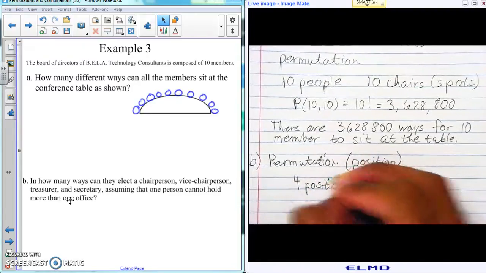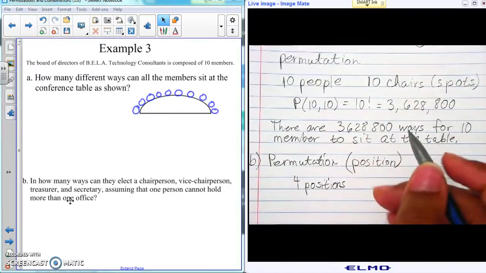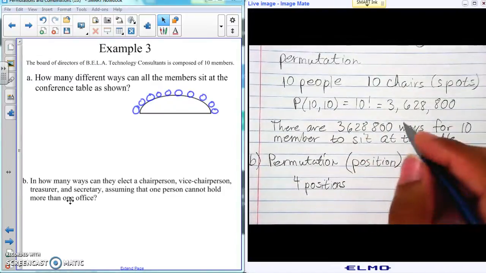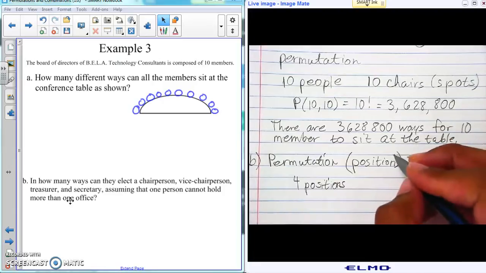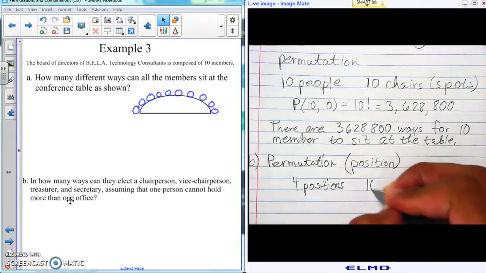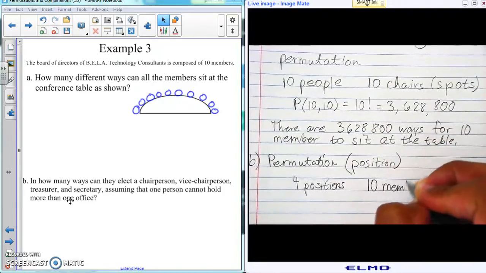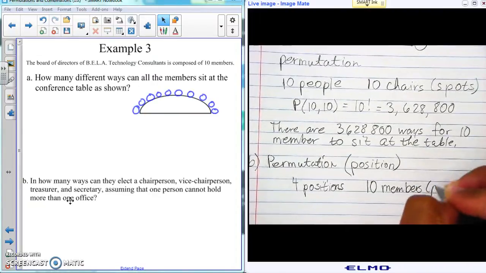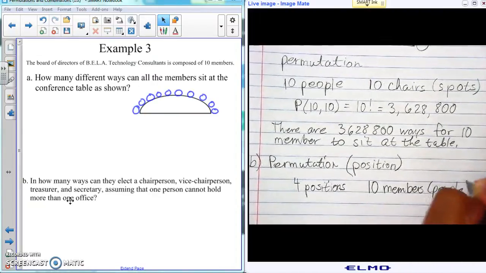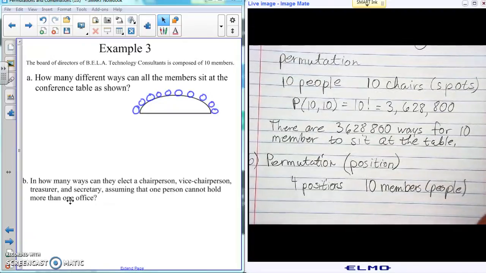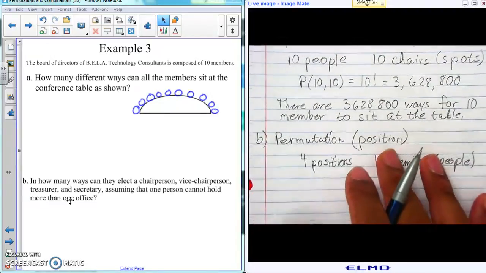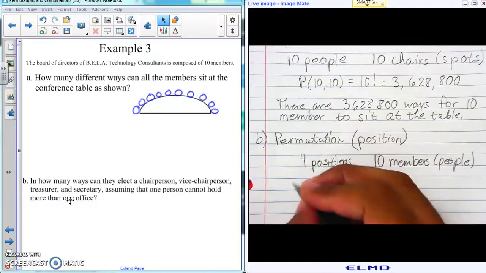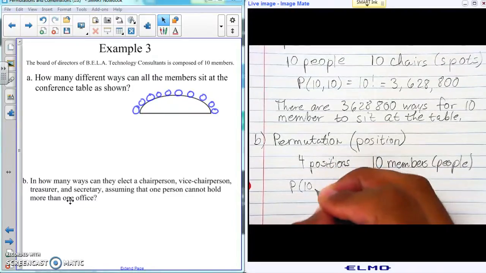Now, how many people are there in all, though? That goes back to the top of the page. There are 10 members. There are 10 people. So there are 4 positions and 10 people, so it means we're dealing with this part here.